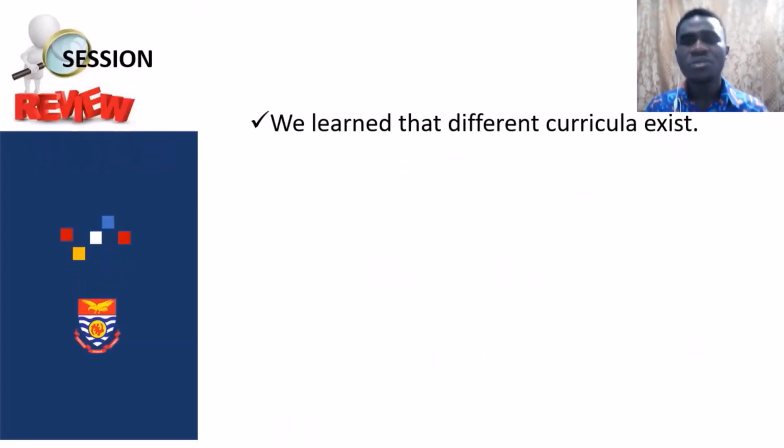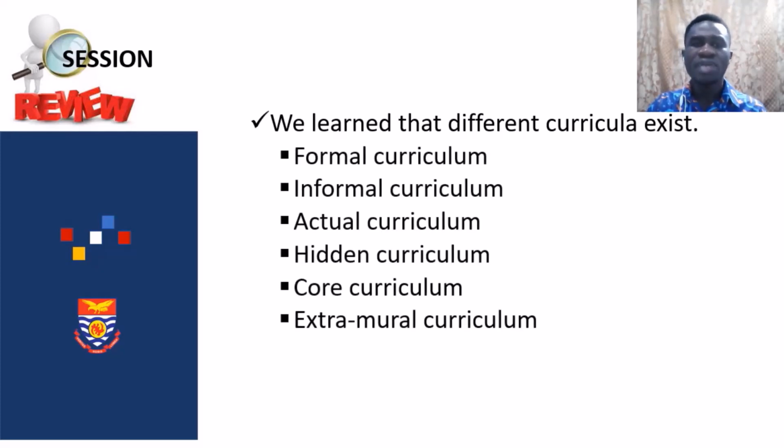Students, we have looked at different types of curricula. We saw that we have the formal, which is documented; the informal, which is the curriculum in use; the actual, which is the formal and the informal, or the curriculum that takes place in the classroom; the hidden curriculum, which is related to our real life situation, which Turner and Turner call the collateral curriculum; the core curriculum, which every student is expected to take; and the extramural curriculum.